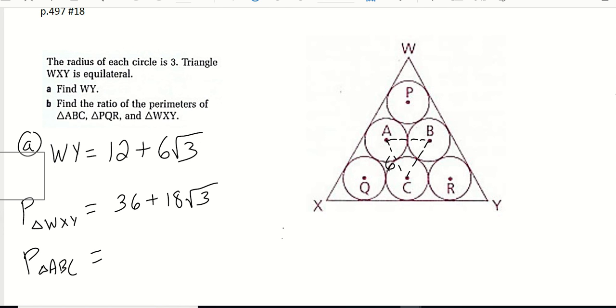And BC, same thing, 3 here, 3 here. That's a length of 6 as well. And AB also has a length of 6. So 6 plus 6 plus 6, the perimeter of ABC is going to be 18.